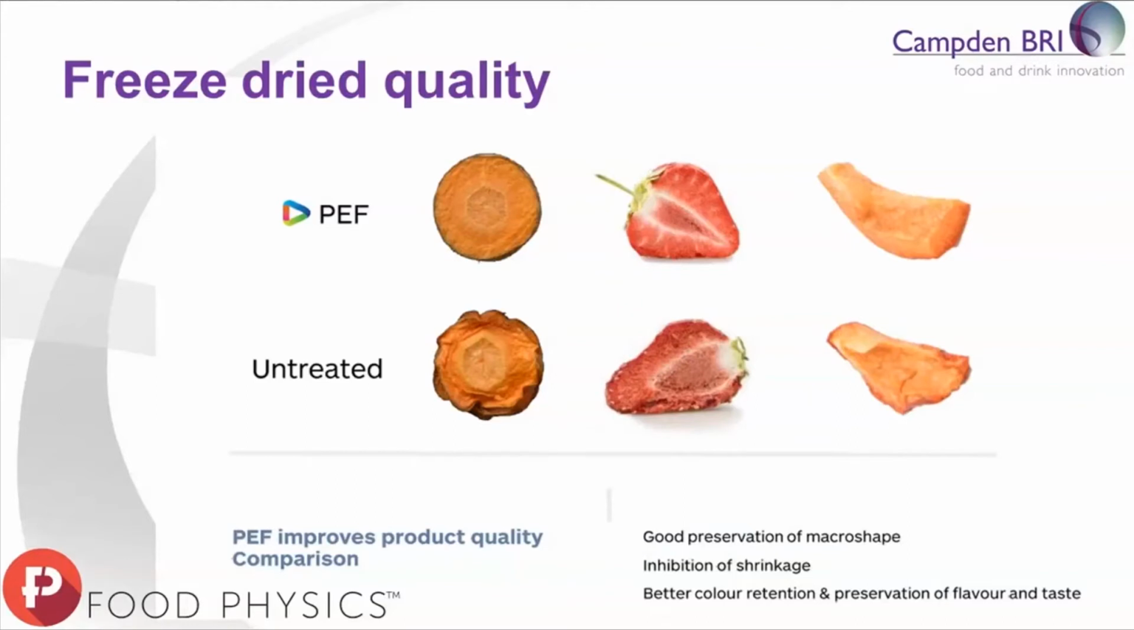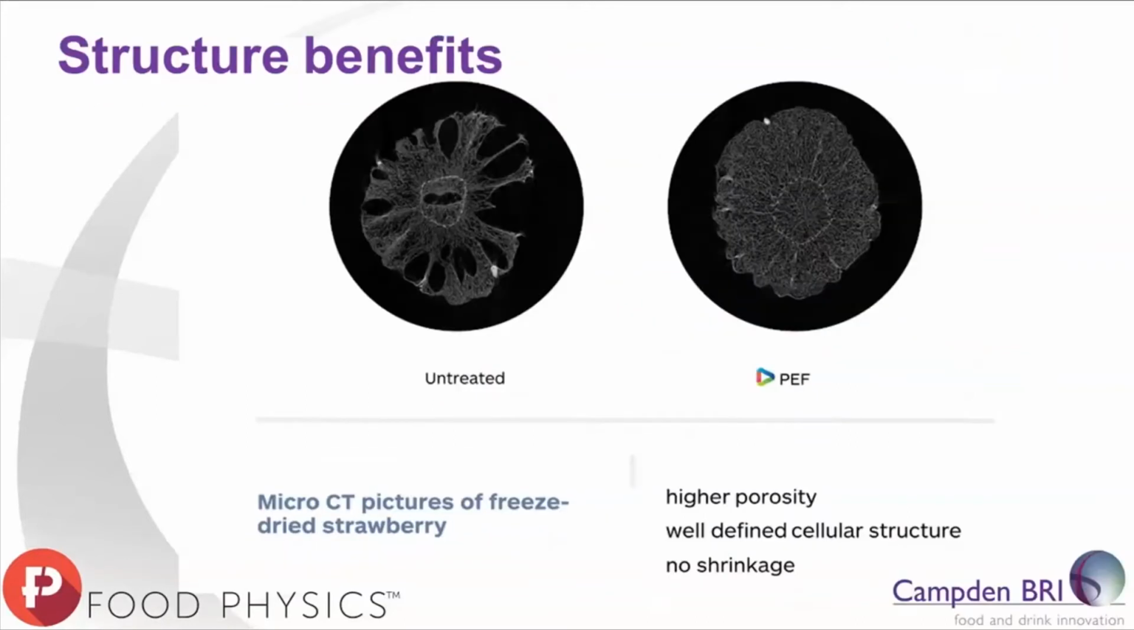And on this slide here, you can see an X-ray CT scan where the pore structure is much more open. So it allows that water to diffuse out and you can maintain that structure where you're not getting that product shrinkage during the process. So there are some really great benefits when you start to apply pulse electric field before you're then drying down products, whether it's freeze drying or hot air drying or drying with heat.